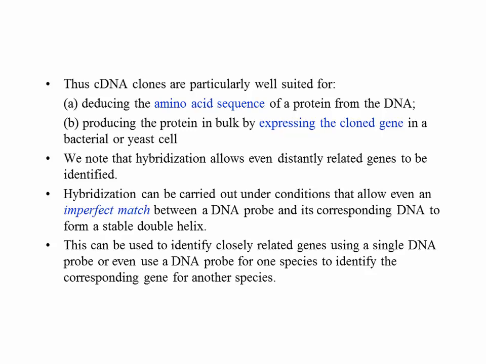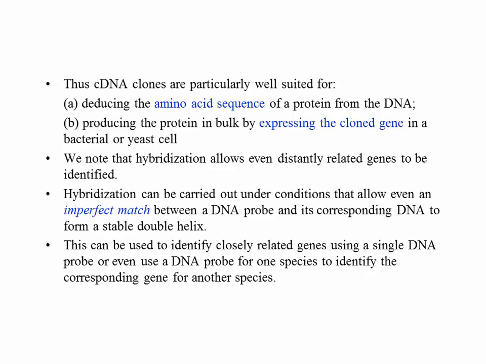Now we should note that I said hybridization is very specific. If you go looking for a gene, if you take its complement as a probe, there's going to be perfect hybridization matching, all right? But even when there is not a perfect match, hybridization does take place, all right? So hybridization allows even distantly related genes to be identified. Hybridization can be carried out under conditions that allow even an imperfect match. It doesn't have to be a 100% match, right? Between a DNA probe and its corresponding DNA to form a stable double helix.